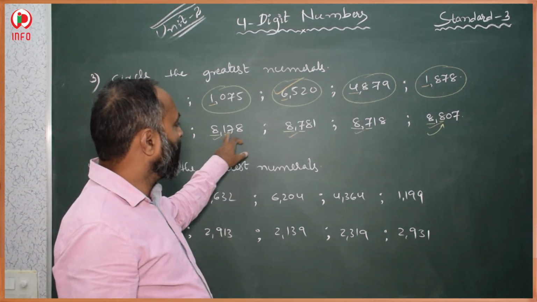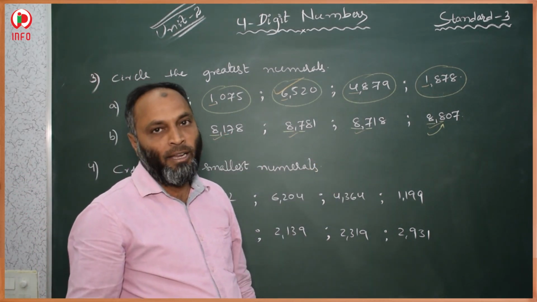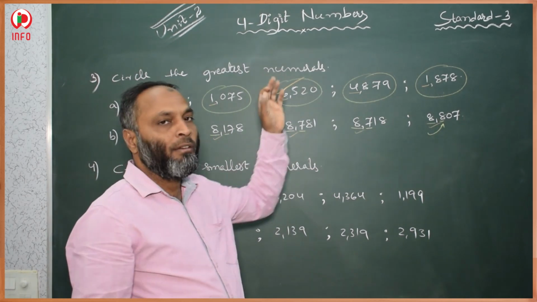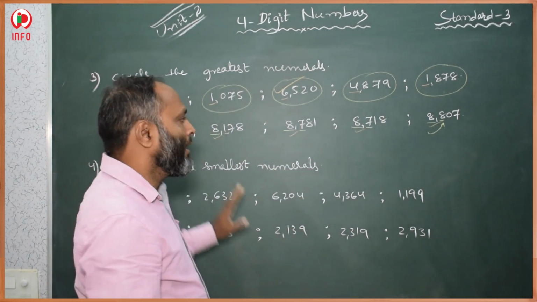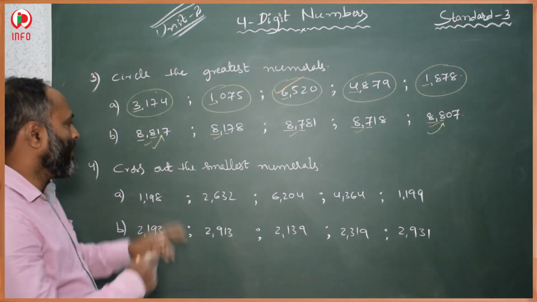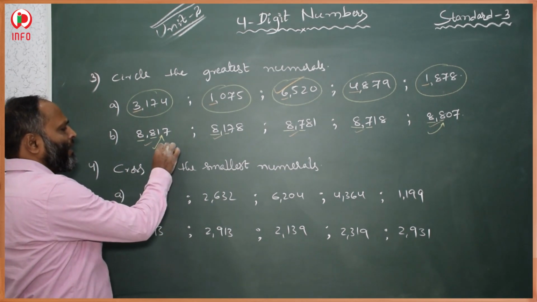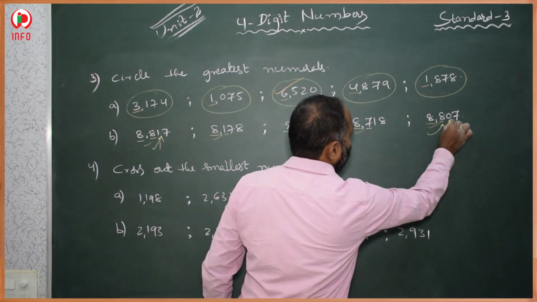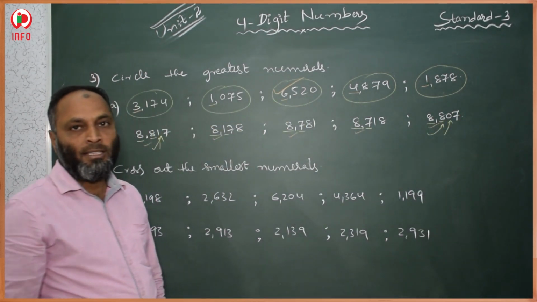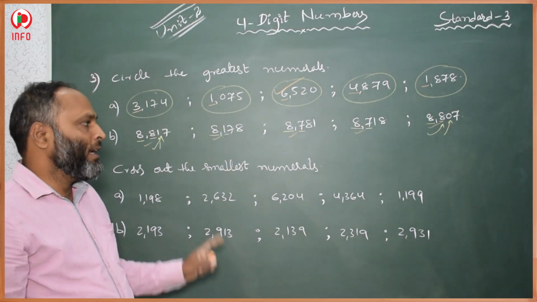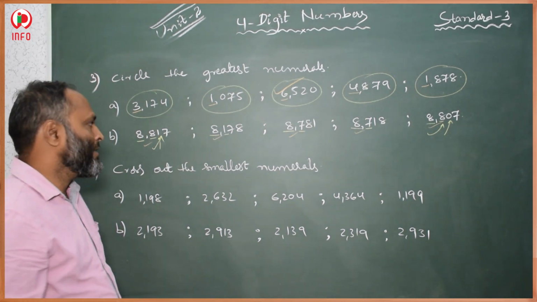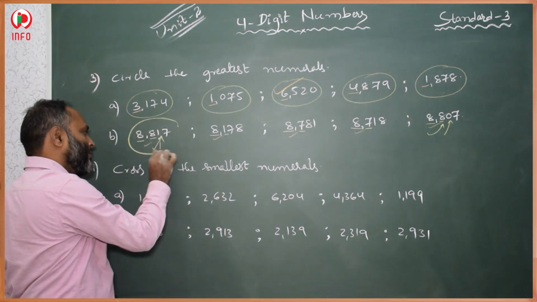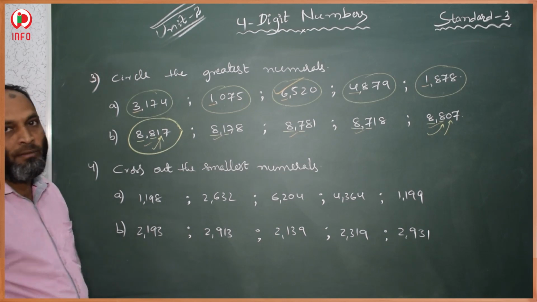So the other 1 and 7 are the lesser values. We don't want these values. We want only greater values. Then we have to compare the tens place. The tens place is 1 here and the tens place is 0 here. Of 1 and 0, 1 is the greater, so we make a circle on this one only. Like this we have to decide.